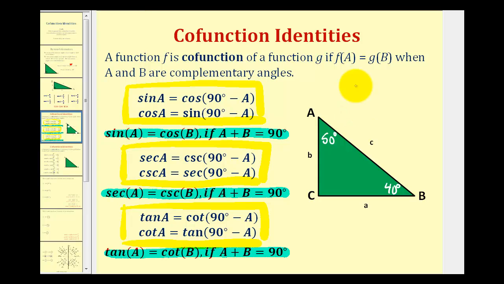Now let's compare the sine of angle A, or the sine of 50 degrees, to the cosine of 40 degrees. Again, notice how these two angles are complementary. Well, the sine of angle A would be the ratio of the lengths of the opposite side to the hypotenuse, or in this case, A over C.